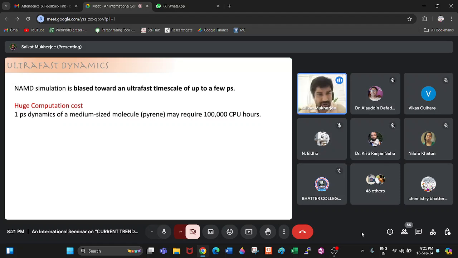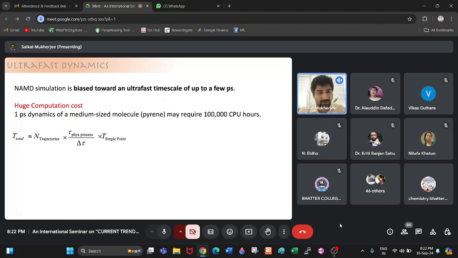But all I am talking about so far is non-adiabatic dynamics, non-adiabatic simulation in the ultra-fast time scale. And we believe that till now, non-adiabatic simulation is biased towards the ultra-fast time scale. That means up to a few picoseconds. And it is for good reason, because it is very costly.